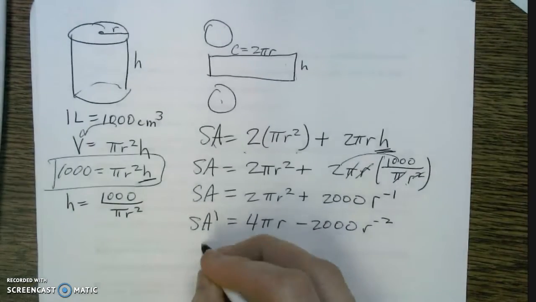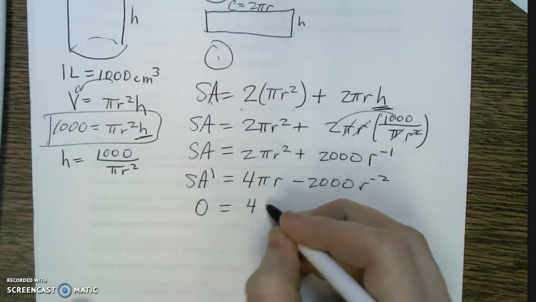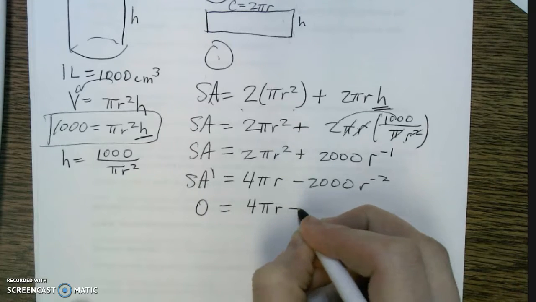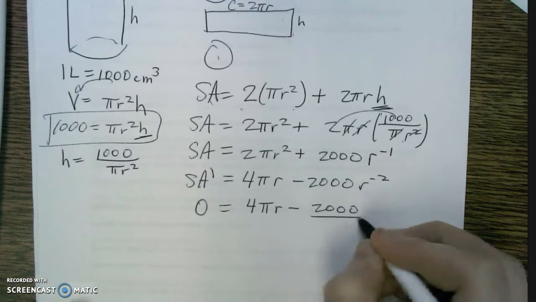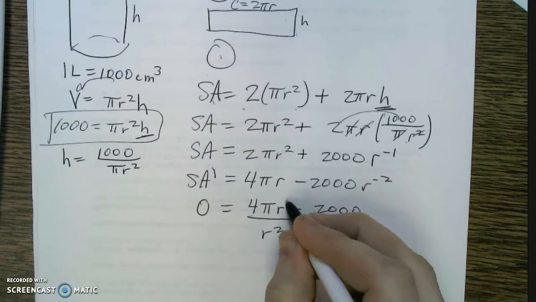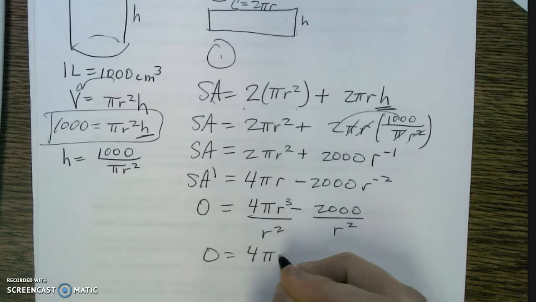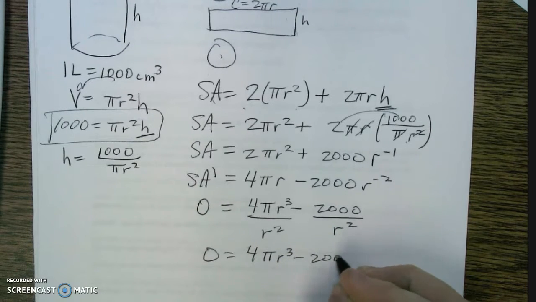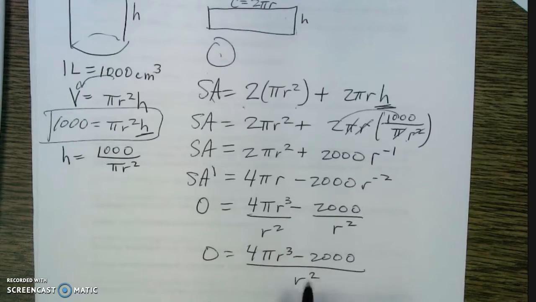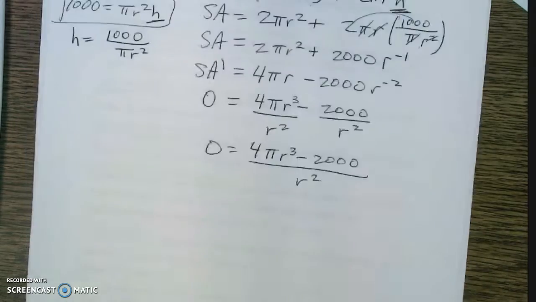And I want to set this equal to 0 because I'm trying to find the minimum surface area so that I can minimize my cost. I'm going to write this as a fraction so that I can solve this easier. And I'm going to get a common denominator down here. So that's going to be cubed now on top. And then I'm going to just set the top equal to 0 because if I multiply that r squared to the other side, it'll just go away. So if I set the top equal to 0, I'm going to find my radius for the minimum.